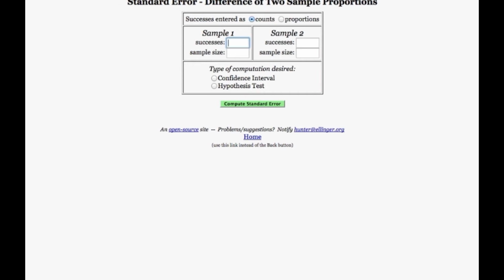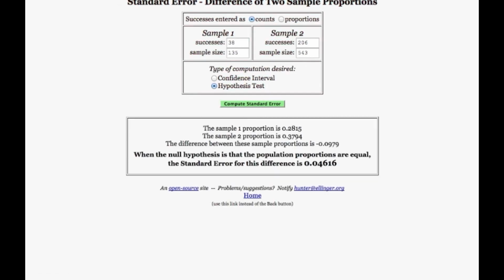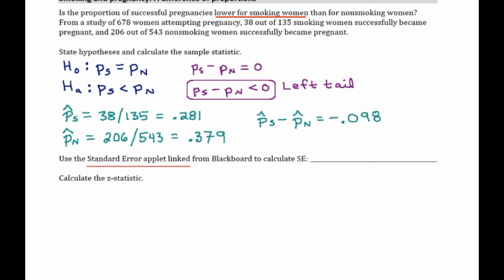So I'll enter my counts for sample 1. That's 38 out of 135. And for sample 2, that's 206 out of 543. And I do want a standard error for a hypothesis test. The two standard error calculations do differ slightly from one another. So make sure you select the appropriate one. And I have my standard error down here as 0.04616. I'll go ahead and take all decimal places of that because it's just not that hard to work with.